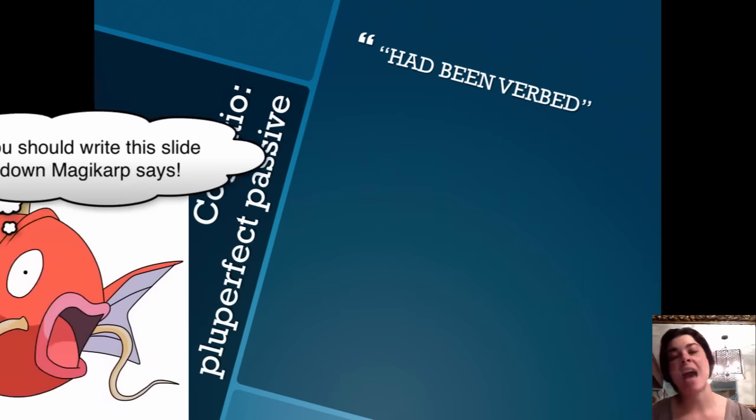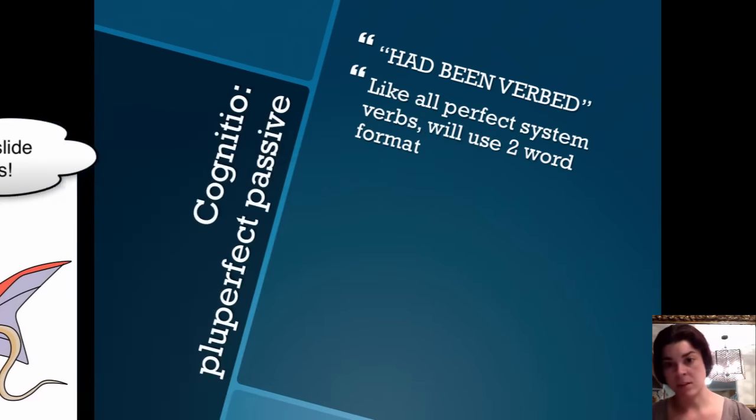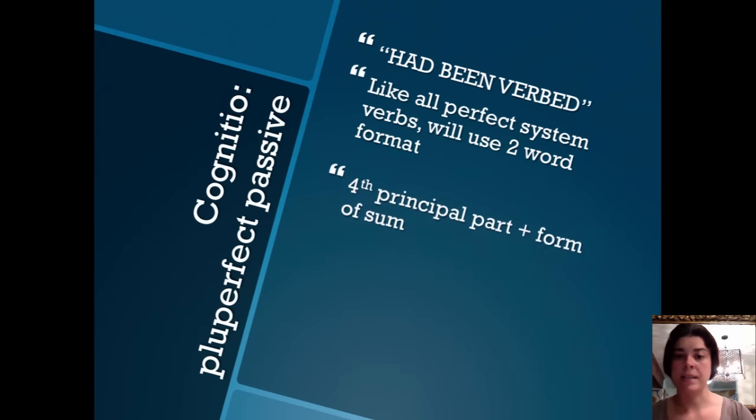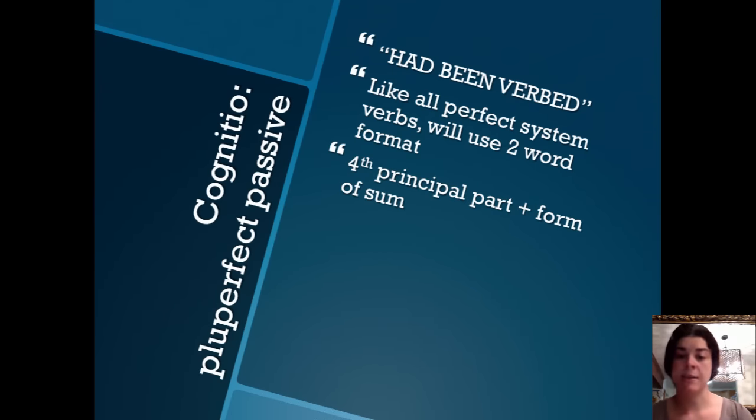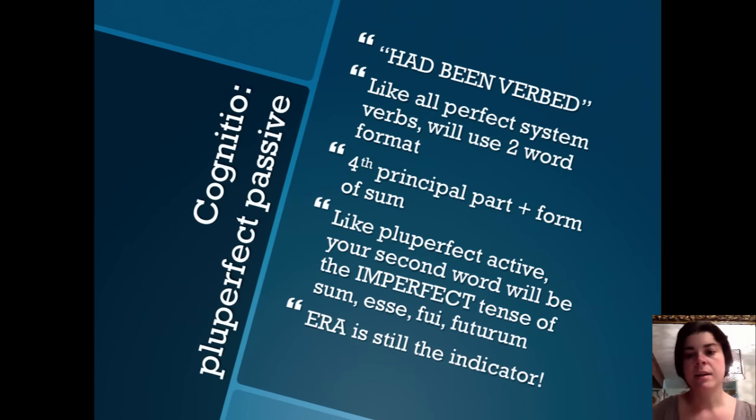It'll translate as had been verbed, and like all perfect system verbs it is going to use that two-word format, as I said, the fourth principal part plus a form of sum. And like pluperfect active, our second word, that form of sum, is going to be the imperfect tense of sum. So it's kind of like the same thing, only two words now instead of one. Era is still going to be your indicator.